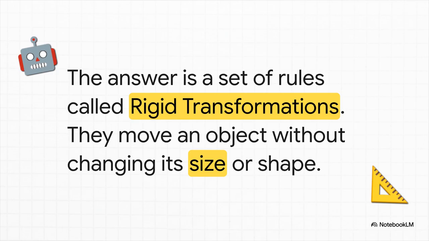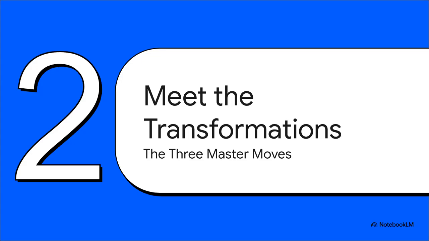And that word rigid is the absolute key. Think of something solid. It can move around, sure, but it's not going to bend or stretch or break. These are the mathematical rules that let an object change its location, but never ever its fundamental size or shape. So what are these so-called master moves? You might think there'd be a whole bunch of them, but what's amazing is there are only three. That's it. Just three foundational actions that describe pretty much every kind of movement you can possibly imagine: the slide, the flip, and the turn.